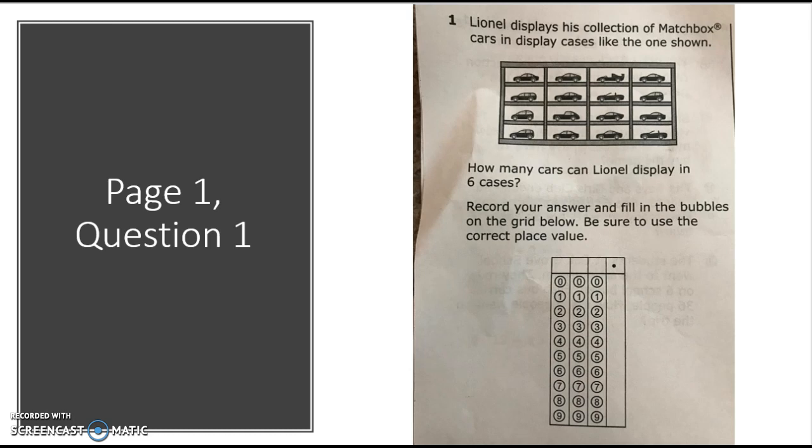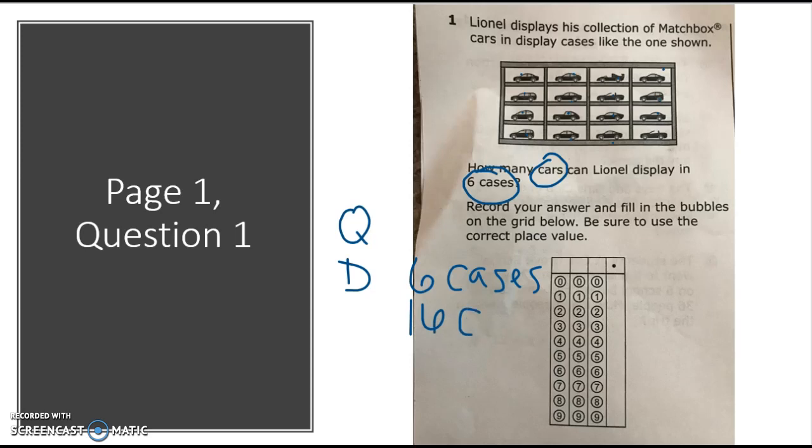So first, I want to go ahead and think about what is the question asking me. Well, they want to know how many cars, that would be an important word, can Lionel display in 6 cases. So that's what my question is looking for right there. I know right now from my data that they want to have 6 cases. I also can see that there's 1, 2, 3, 4, 5, 6, 7, 8, 9, 10, 11, 12, 13, 14, 15, 16 cars. And that represents his 1 case that he has right now.